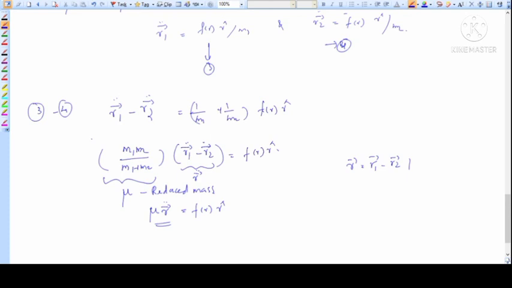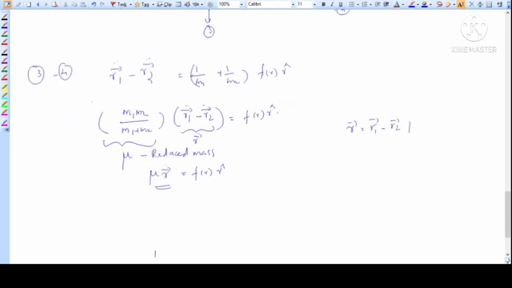f of r will be different for different situations. So what is r1 and r2? This equation is identical to the equation of motion for a particle of mass mu acted on by a force f of r into r cap. So there is no trace of the two particle problem remaining. So the problem is reduced to a one body problem. That's it. The two particle problem has been transformed to a one particle problem.